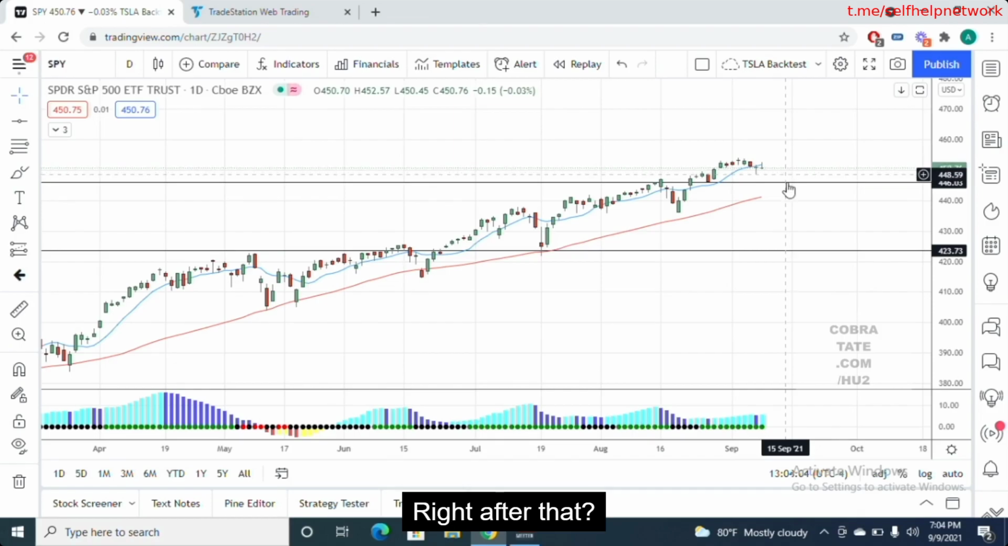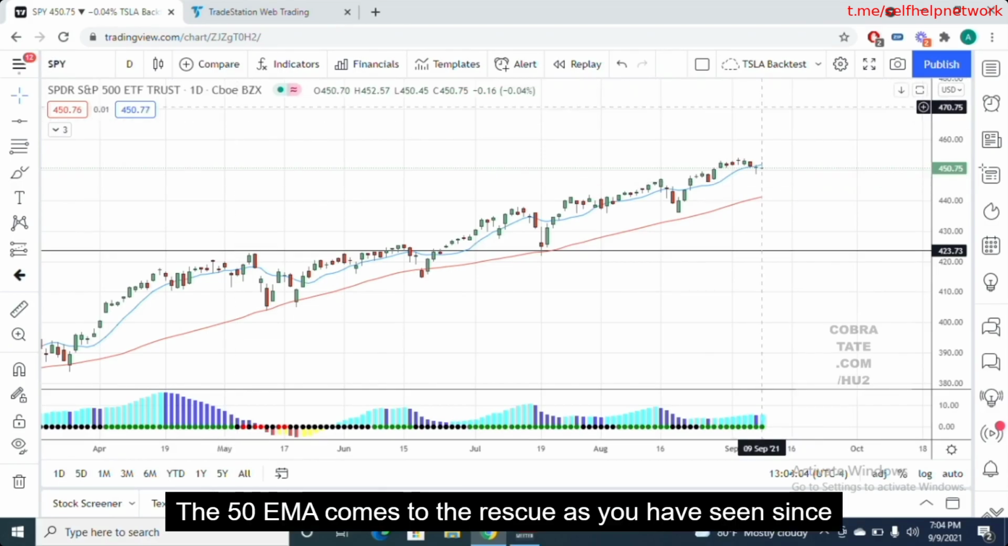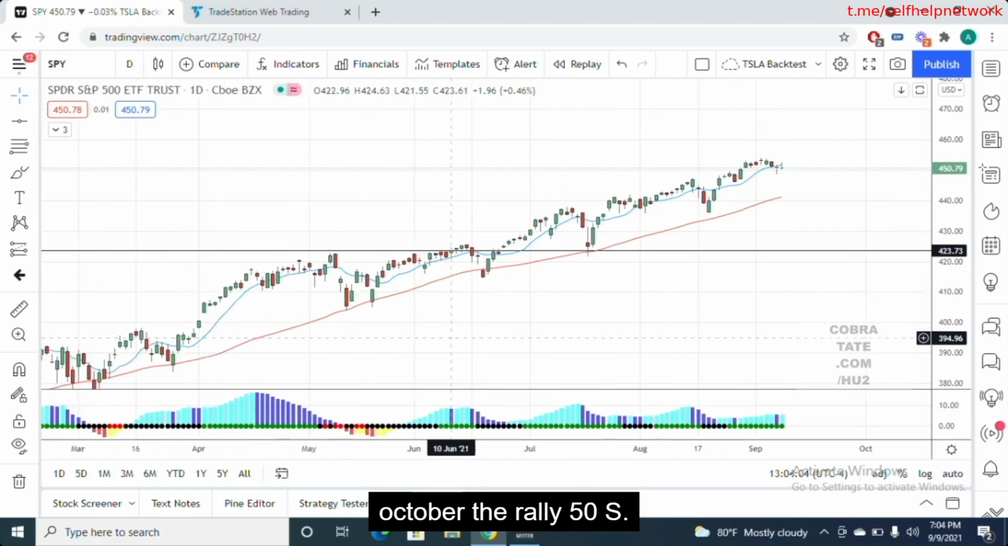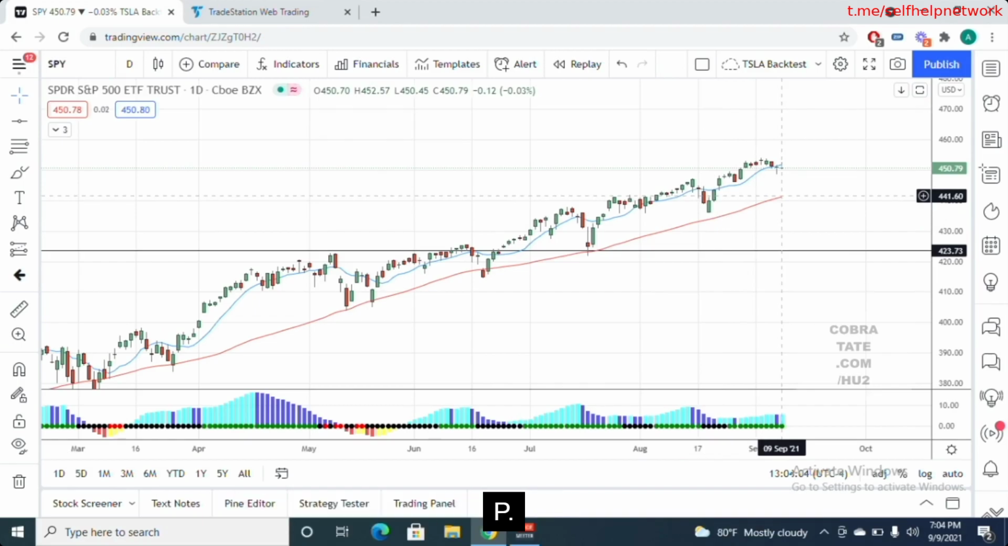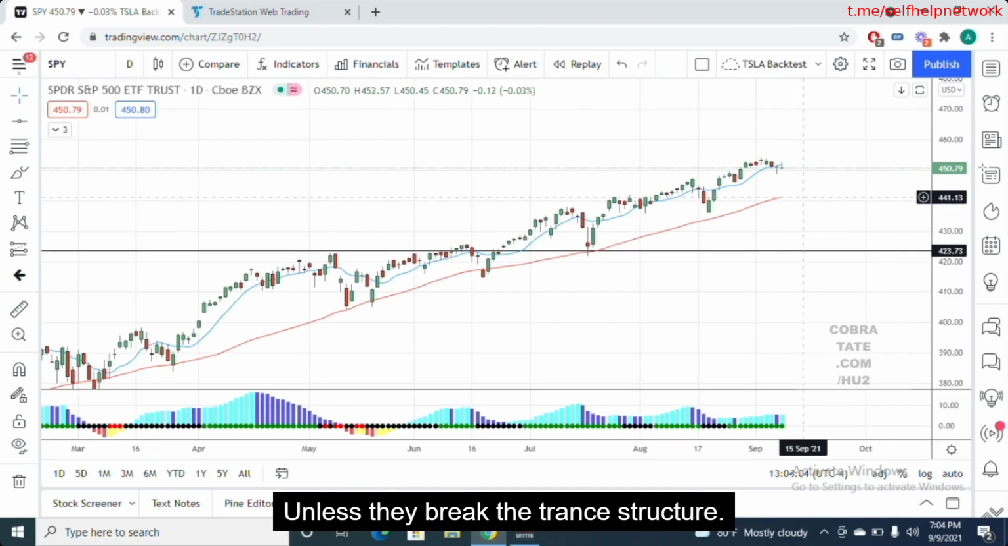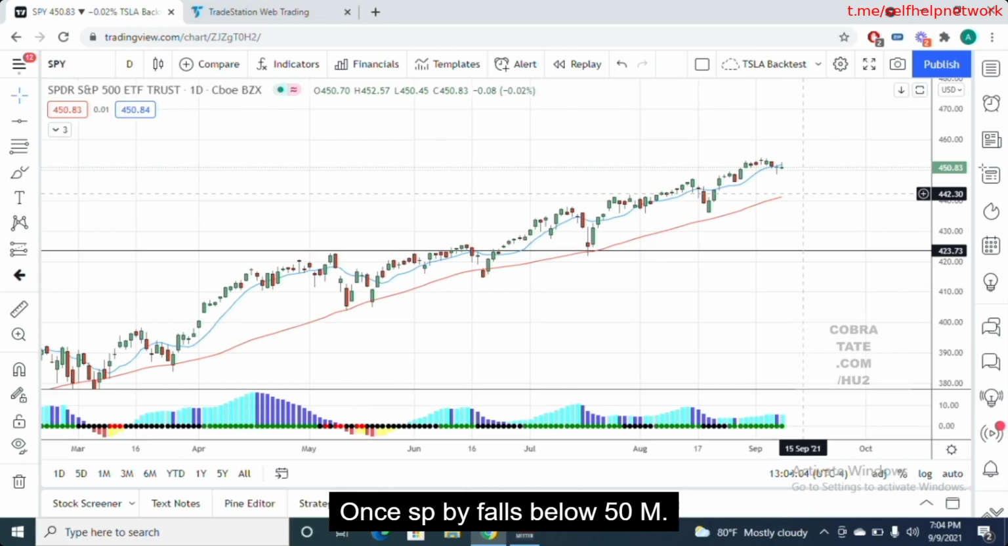What after that, right? After that, more often than not, the 50 MA comes to the rescue. As you have seen since October, in the rally, the 50 MA has saved it about 8 times. So the positions that were working fine, even though SPY fell below the 9 MA, that I am still holding, if SPY stays above the 50 MA, I will keep those positions, unless they break the trend structure. As long as they're acting right, I will keep them. Once they stop acting right, once SPY falls below the 50 MA, I will move to all cash.